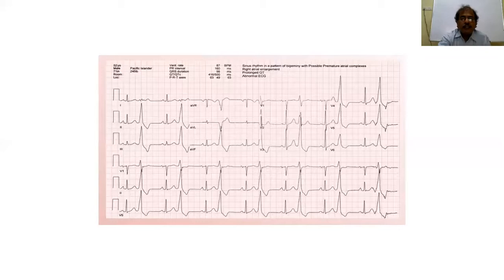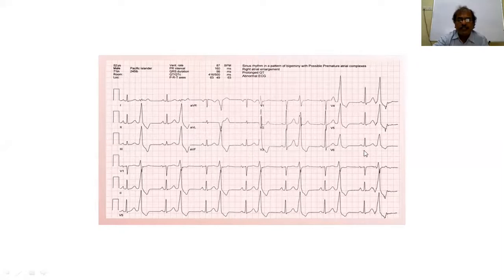Now this is an ECG which you see in day-to-day life. Yesterday also I showed you. Here you can see lead 1, then lead 2, then lead 3, then AVR, AVL and AVF. Lead 1, lead 2 and lead 3 are known as standard limb leads. And AVR, AVL and AVF are known as augmented limb leads.